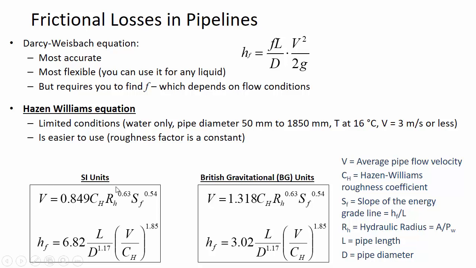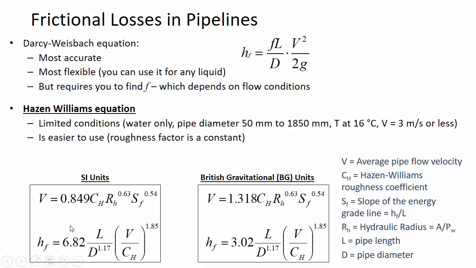And of course, the hydraulic radius for a circular pipe is what? Circular pipe flowing full. D over 4. D over 4. Good. And C sub H is the roughness coefficient that you can look up out of tables based on the material properties. So that's in terms of velocity.